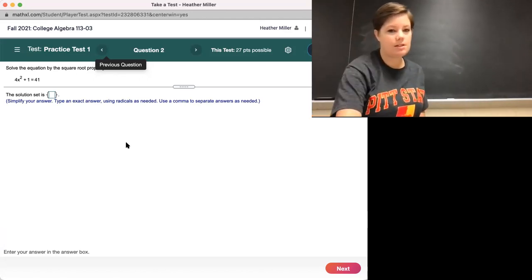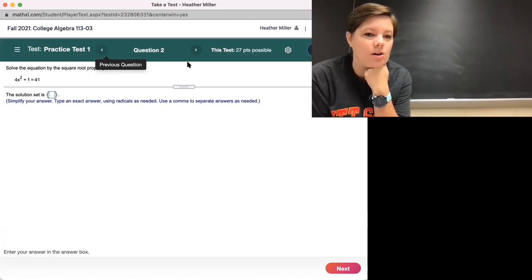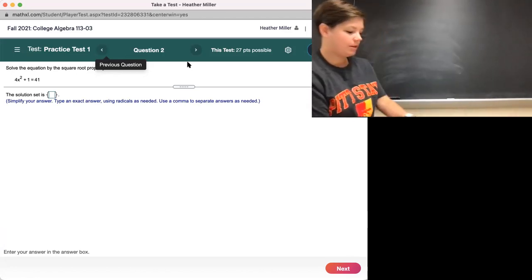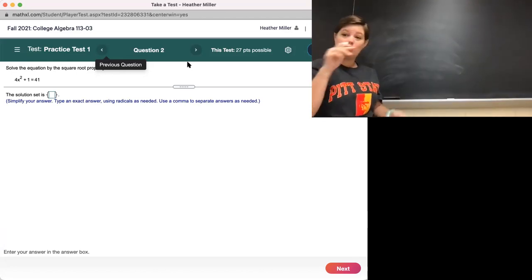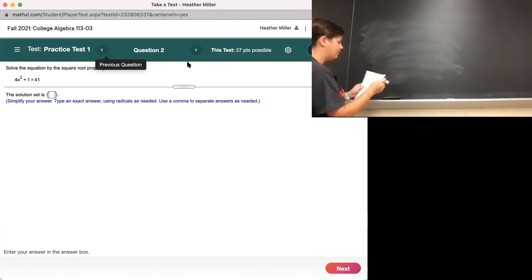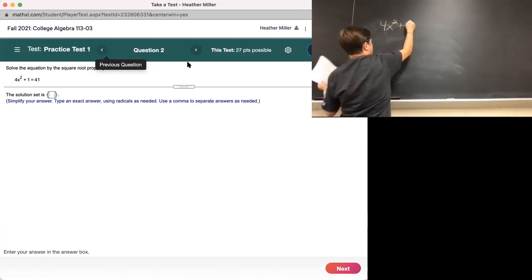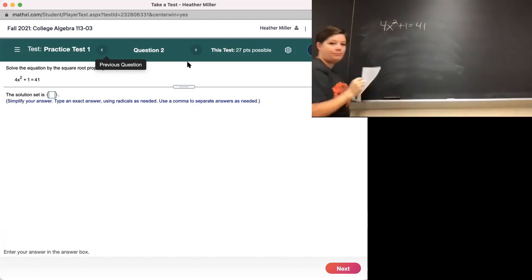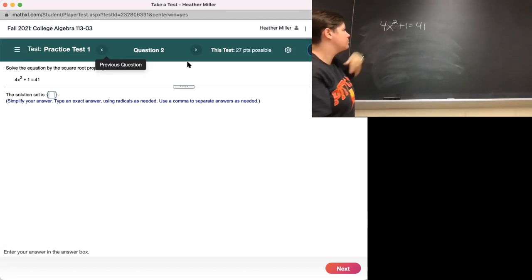This time it says, I hate that previous question thing is lingering. It says solve the equation using the square root property. So the square root property is where we have a square on one side, and so we square root both sides in order to get rid of the square. So we have 4x squared plus 1 equals 41. Now we do have an x squared, but it's not by itself yet, so don't square root yet. We've got to get everything else moved over.